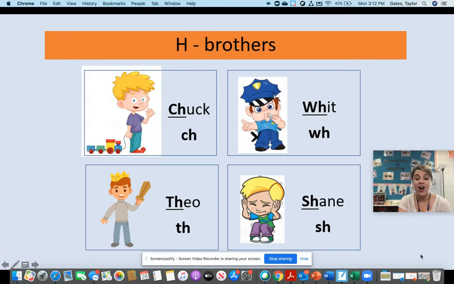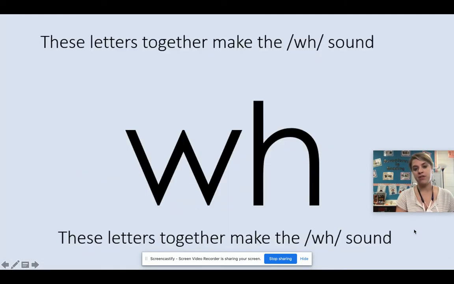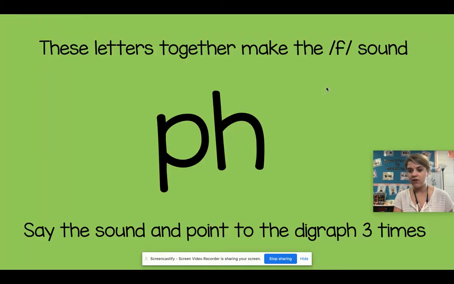Now, we are going to learn about a new H brother today. Just like the WH digraph, 2 letters that make one sound, we have another digraph this week, and our digraph is going to be PH. These letters, P and H, when we see them beside each other, they transform and they make a new sound. They make the F sound. Say that with me. F. Okay? We're going to say the sound and point to the digraph 3 times. Ready? F. F. F.